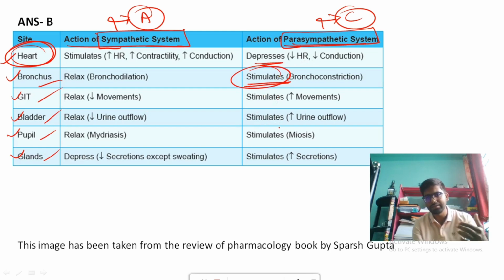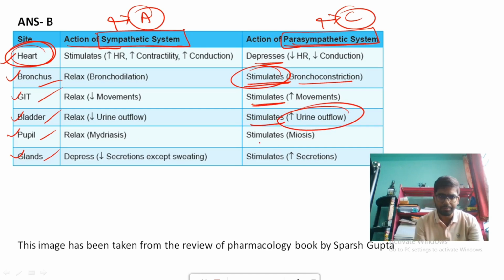Parasympathetic system stimulates bronchus, that means it causes bronchoconstriction, stimulates GIT, and stimulates the bladder, that's why it increases the urine outflow. In case of pupil it causes miosis. In case of glands it causes stimulation, that means sweat secretion and gastric acid secretion, all happening through parasympathetic system activation. And the sympathetic system has the opposite of it.